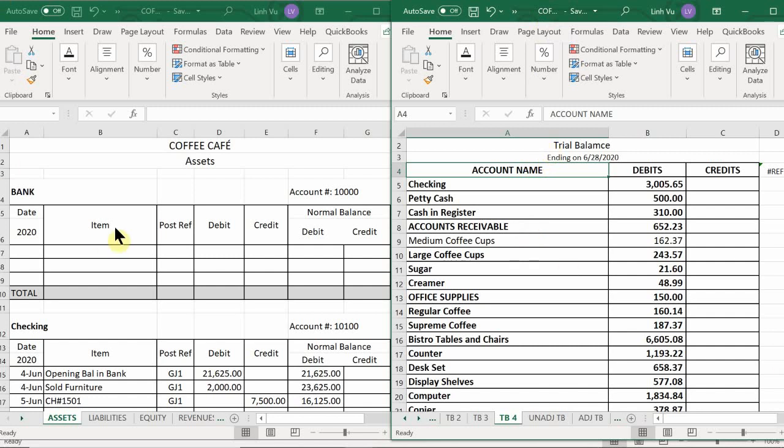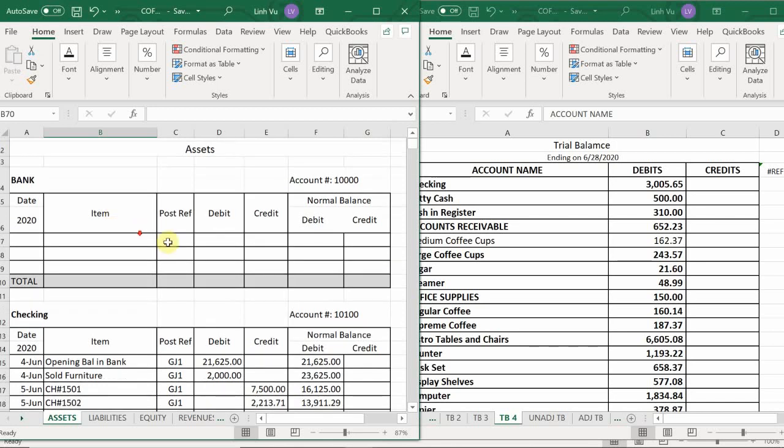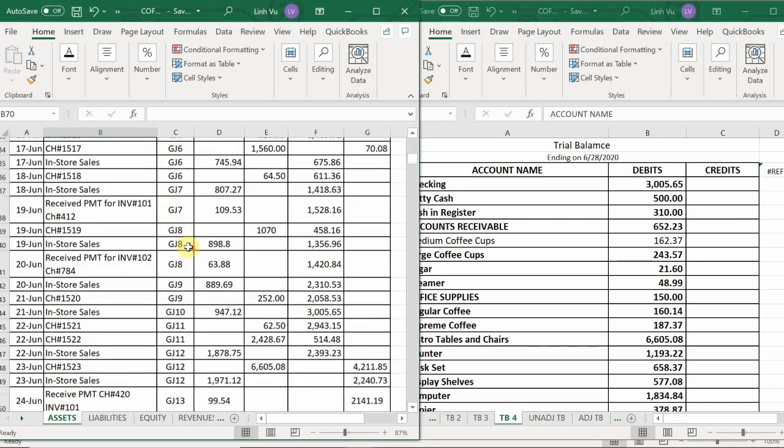So let's go ahead and go through each and every single ledger account. So the first one that we have here is checking, all right? So what's my account balance in checking?